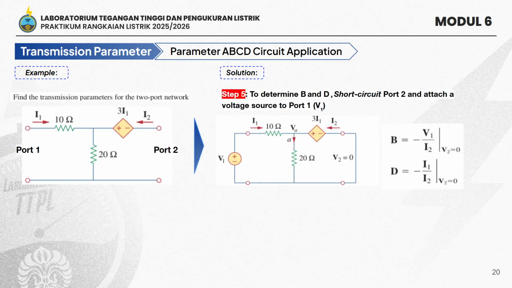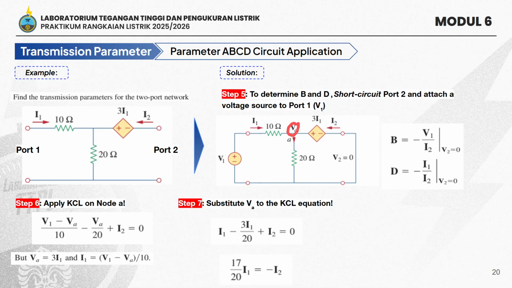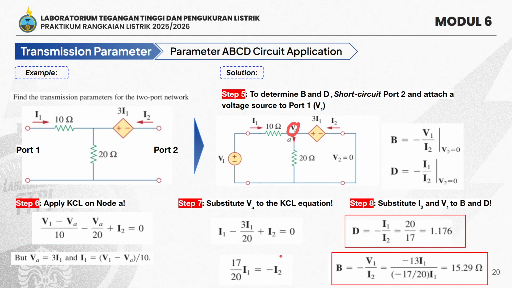Then for the next one, we short circuit port 2 and attach a voltage source to port 1 to determine the B parameter and D parameter. We apply Kirchhoff's current law on node A. From the Kirchhoff current law equation, we obtain the relationship between the input current and the output current. Then we substitute the values of the output current and input voltage into the B and D parameters, and we will have their values.